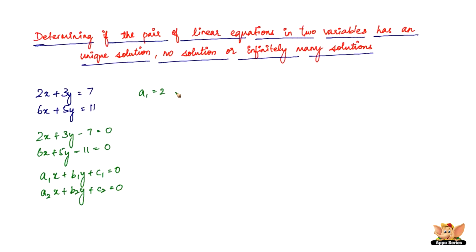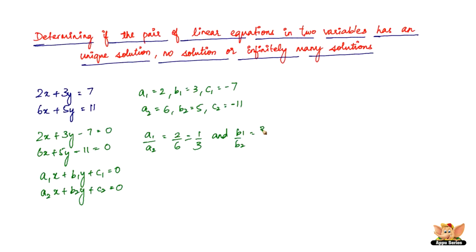a1 equals 2, b1 equals 3, c1 equals minus 7 and a2 equals 6, b2 equals 5 and c2 equals minus 11. So now we have a1 by a2 equal to 2 by 6, which is equal to 1 by 3, and we have b1 by b2 equal to 3 by 5. So clearly we can see that a1 by a2 is not equal to b1 by b2, right? So the given system of equations has a unique solution.